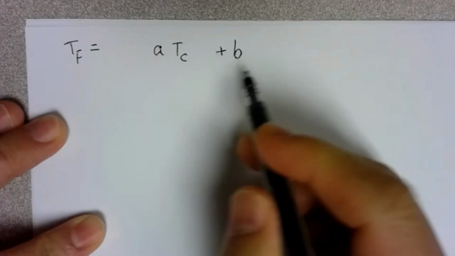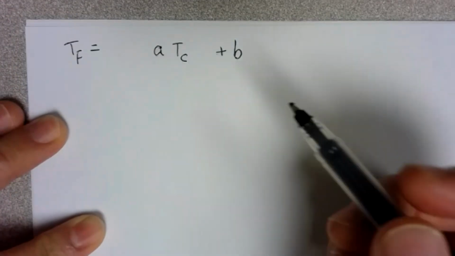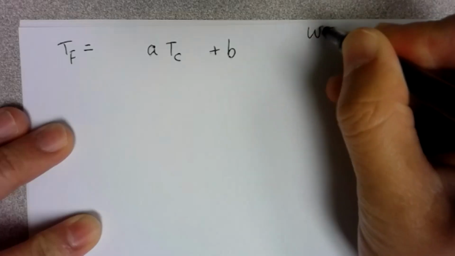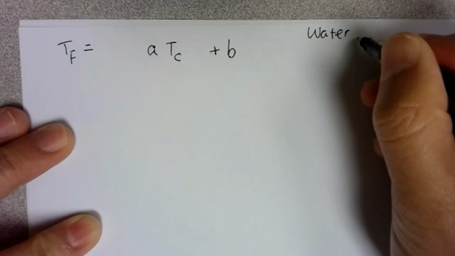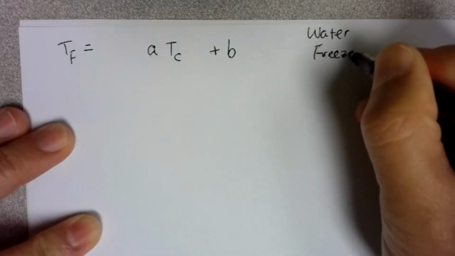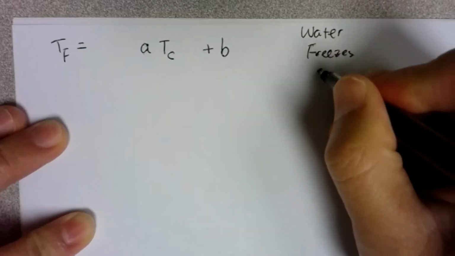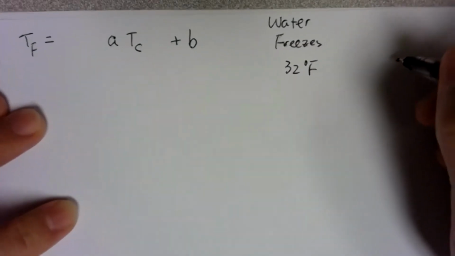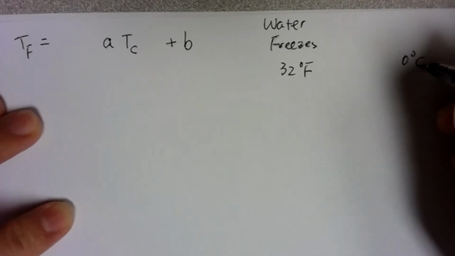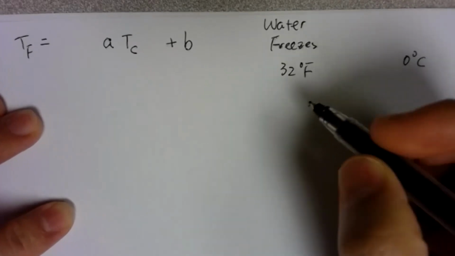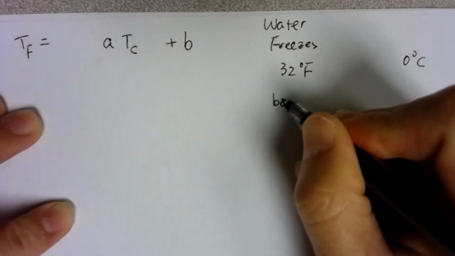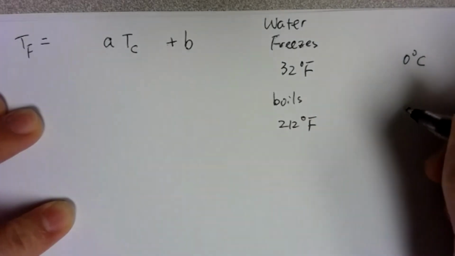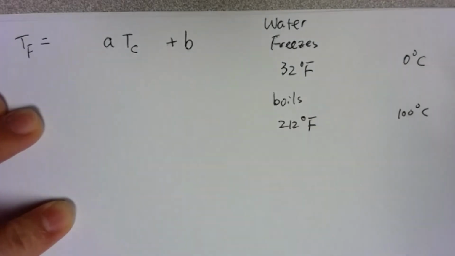And A and B are constant numbers, multipliers and constant numbers. So we know that water freezes at 32 degrees Fahrenheit, right? And at 0 degrees Celsius, okay? Now, water boils at 212 degrees Fahrenheit and 100 degrees Celsius, okay?